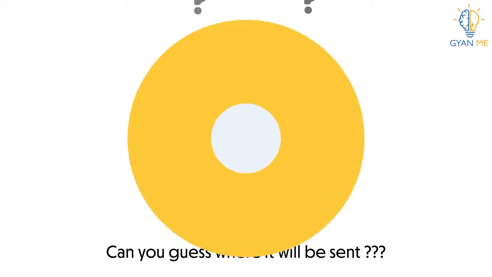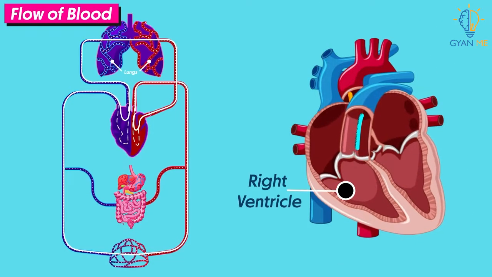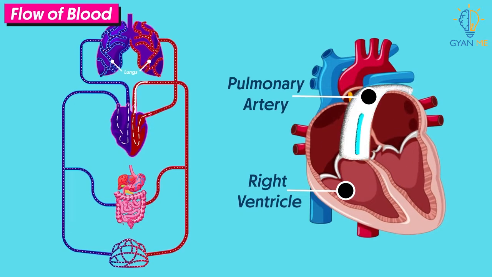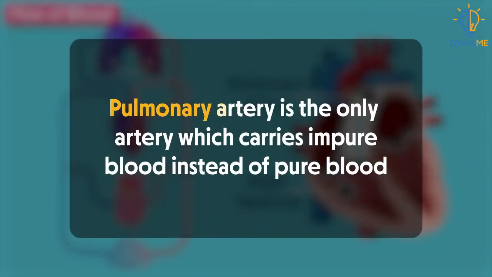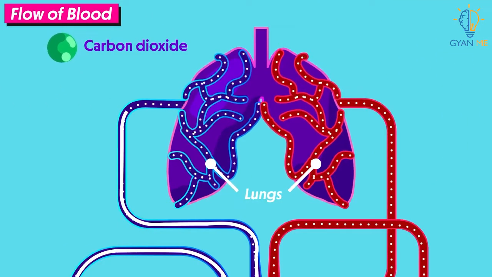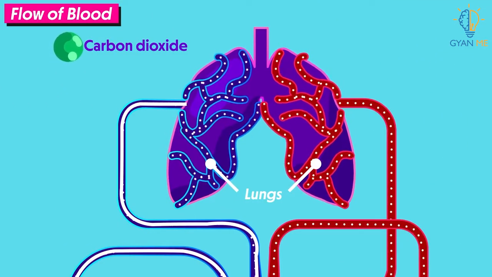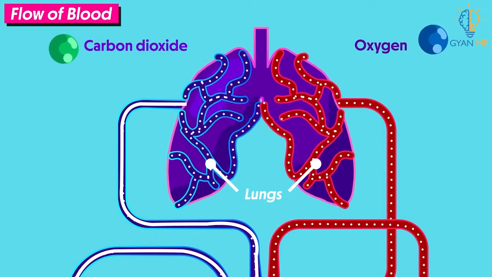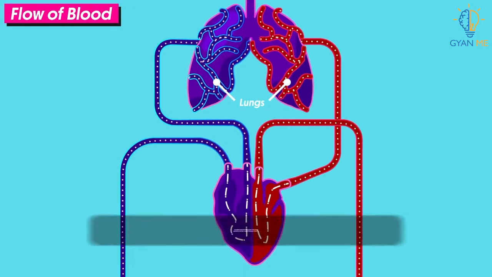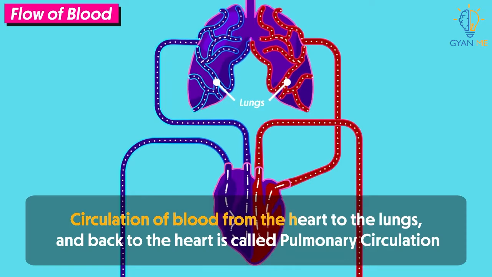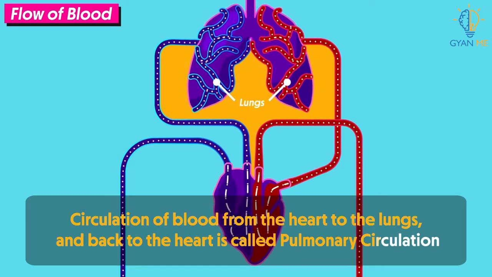Yes, you are right. Blood from the right ventricle flows to the lungs by the pulmonary artery. Students, recall that we said the pulmonary artery is the only artery which carries impure blood instead of pure blood. Now the lungs remove CO2 from blood and fill the same volume of blood with a fresh supply of oxygen. Now this oxygenated blood is ready to flow back to the heart. Recall that the circulation of blood from heart to lungs and back to the heart is called pulmonary circulation.